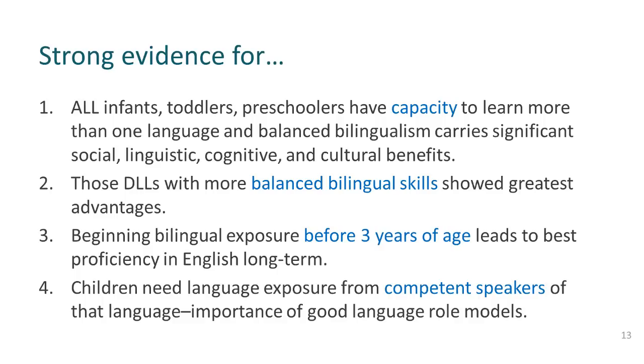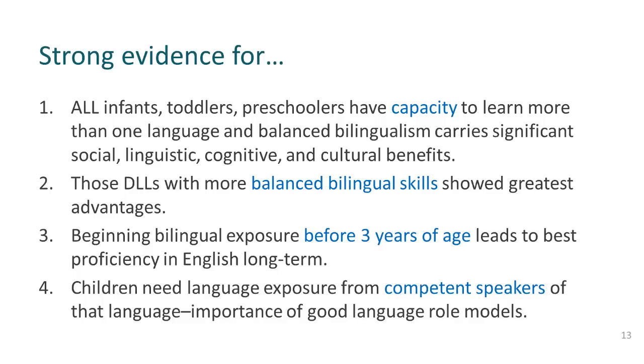So anyway, number four: children need language exposure from competent speakers of that language. The importance of good language role models. This is particularly important when we talk with parents who want to very quickly shift to English and speak only English in the home when they're not proficient in English. What it does long-term is delay the competent development of the child's native language and does very little to really promote proficient language proficiency in the English language long-term.